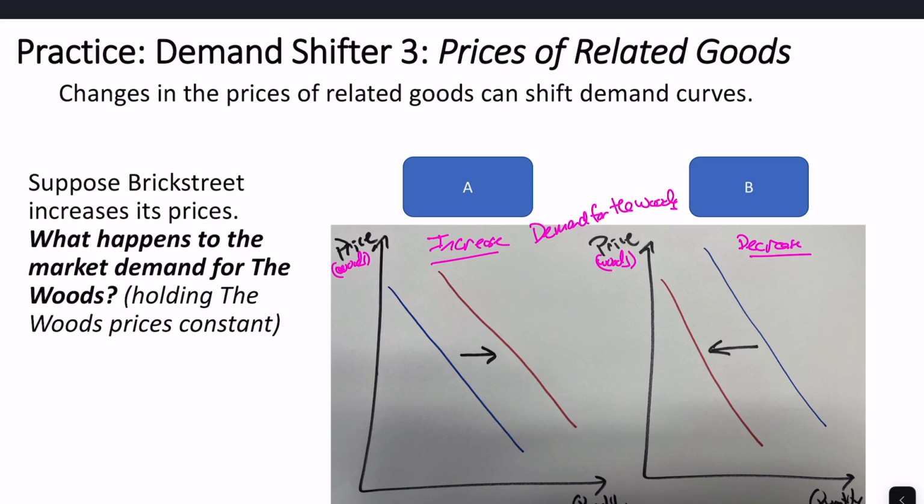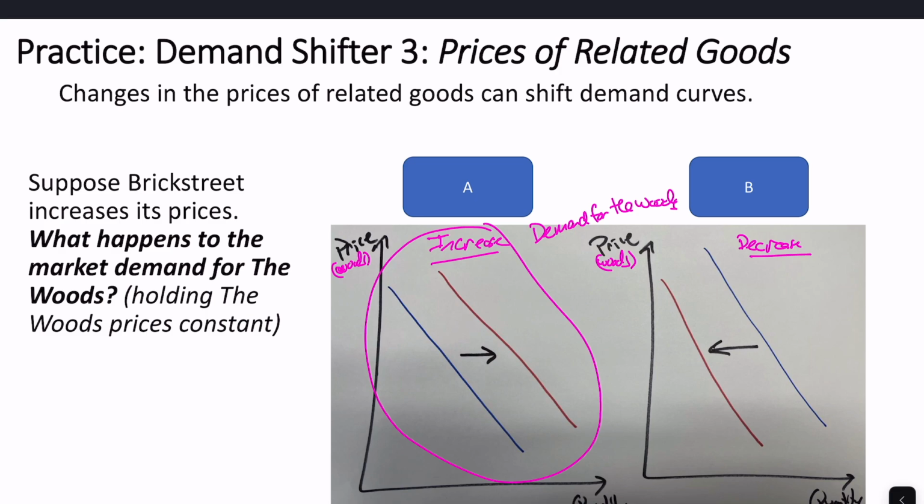And so what do you think would happen if Brick Street starts increasing its prices? What will happen to the demand for beer purchased at the woods, holding everything else constant? Okay, well, probably people are going to want to switch from Brick Street and buy more beer at the woods instead, because the woods now has relatively cheaper prices than it did before. Right? And so the answer here is going to be A, an increase in demand for the woods.